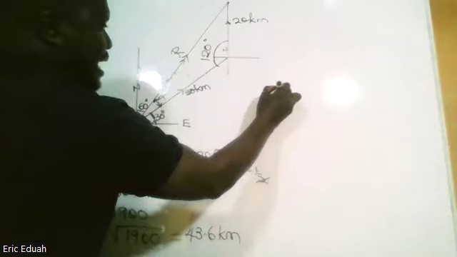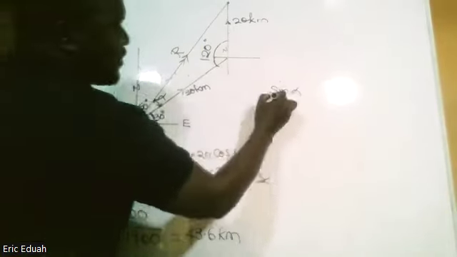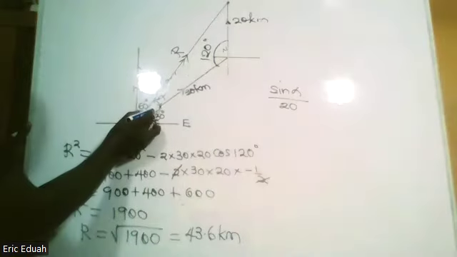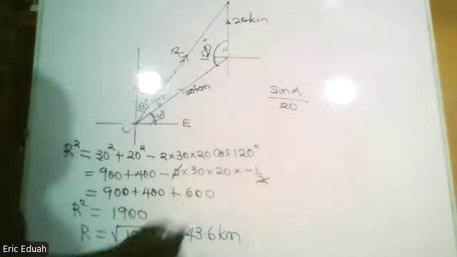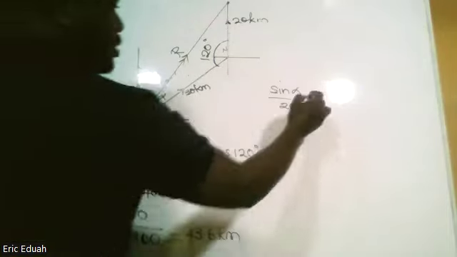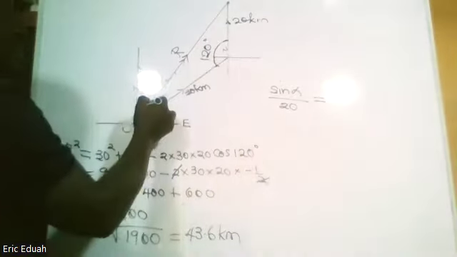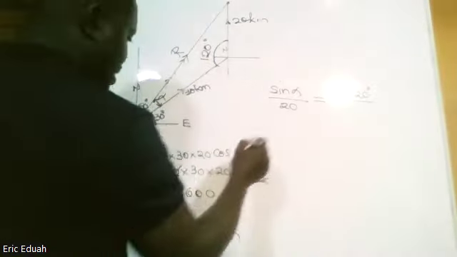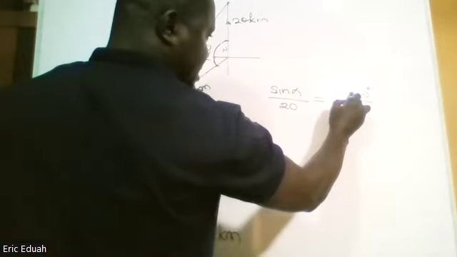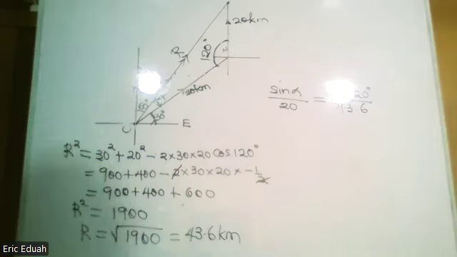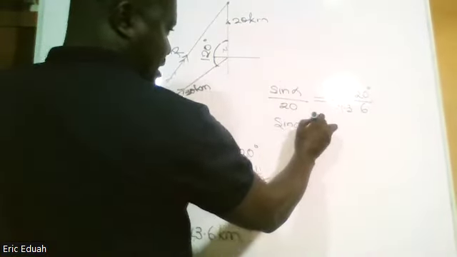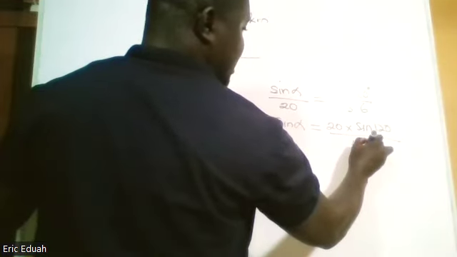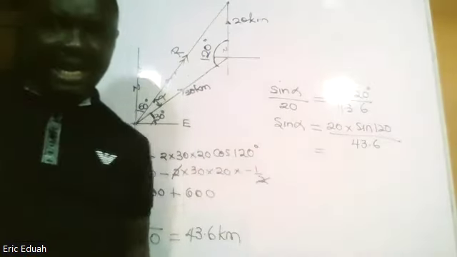So sine alpha divided by the sine opposite to it. So divided by 20. Sine of this and this are opposite. So sine alpha divided by 20 is also equal to sine of 120 divided by R, and R is 43.6. Therefore, let's make sine alpha the subject. We have 20 times sine 120 over 43.6. Please simplify the right-hand side expression for me.